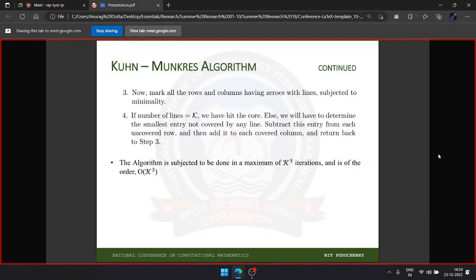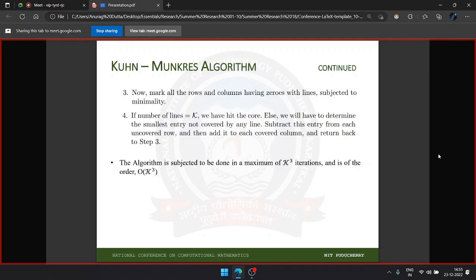Else we will have to determine the smallest entry not covered by any line. Then we have to subtract this entry from the uncovered rows and add it to each covered column, and then return back to step 3. It would be running iteratively, one after another.